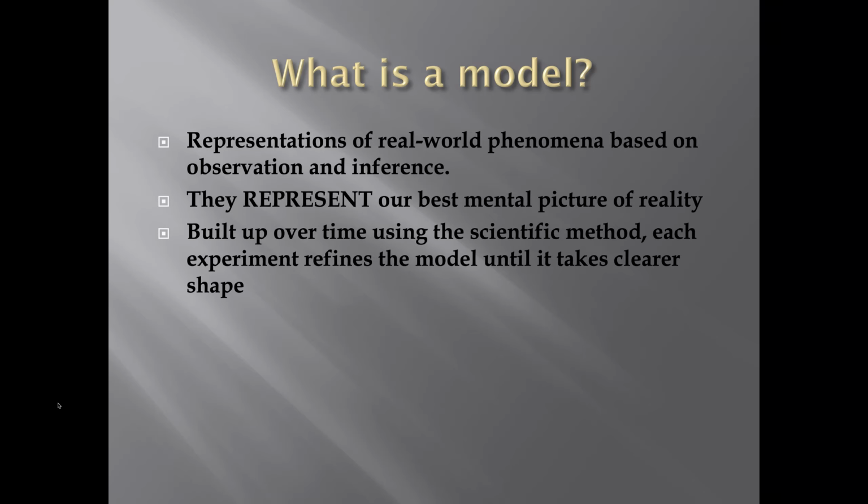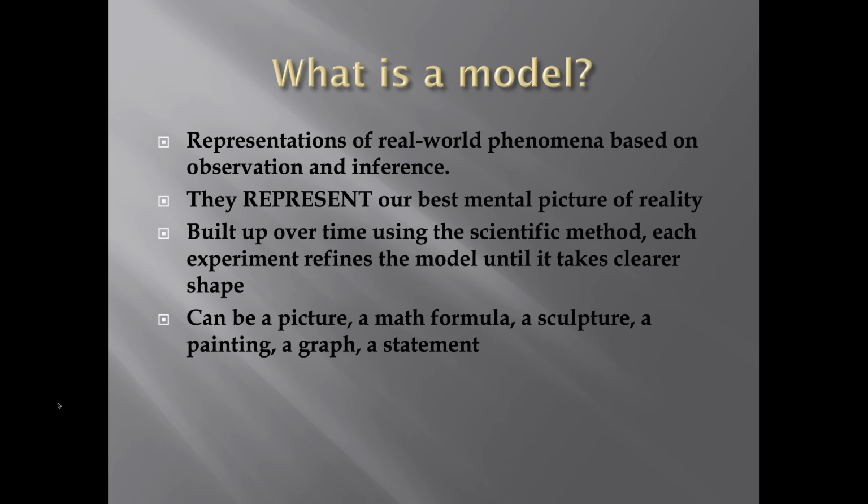A scientific model is built up over a very long period of time by applying the scientific method over and over and over again. Each time an experiment is done and attempts are made to throw everything they can to test the model, it gets refined and more detailed. And that's exactly what I'm going to show you in two examples today.